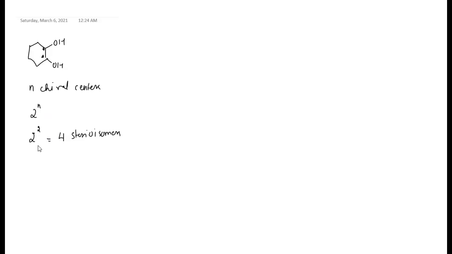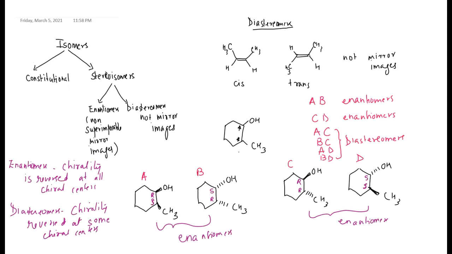Okay, so in the previous case, let me go back to the previous page to show you. In this case, see, we have 2 chiral centers, right? So if you apply the 2 to the power n formula here, we have 4 stereoisomers, which are 1, 2, and we have 3 and 4, right? So this stands true in this case where 2 to the power n represents the total number of stereoisomers.